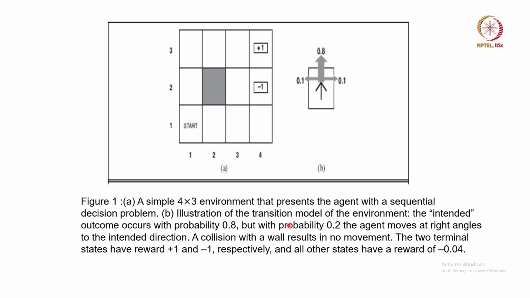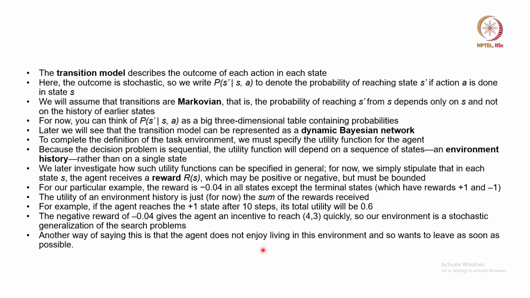So this illustrates the transition model. In other words, it moves up with 0.8, but it can also move left or right with a probability of 0.1. So the transition model describes the outcome of each action in each state. So we can write P(s' | s, a) as the probability of moving into a state s' from state s with action a, right.